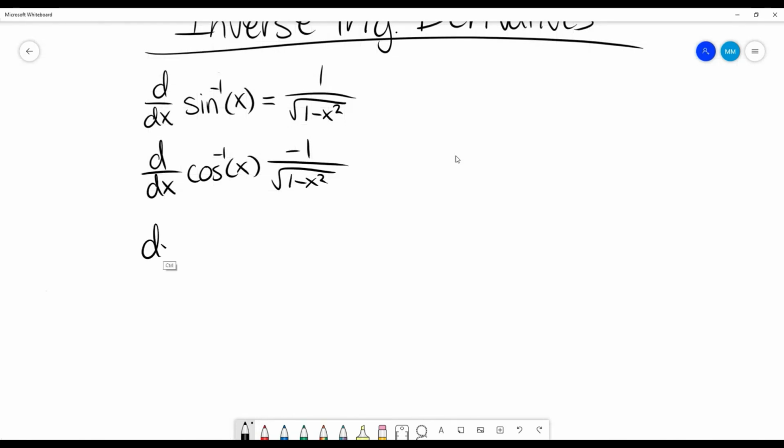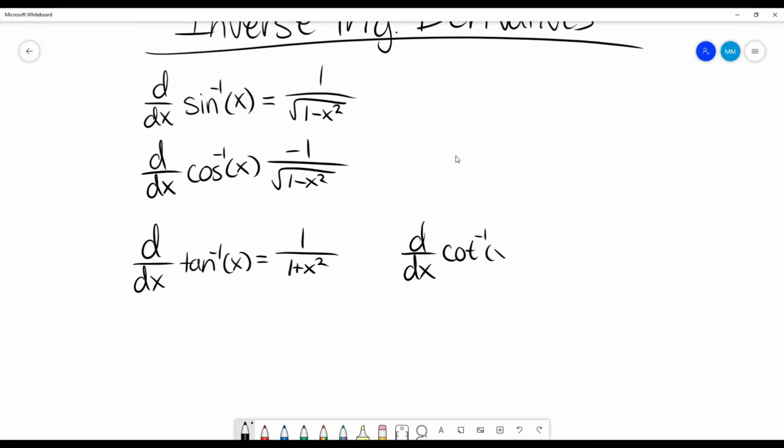So let's try now the derivative of arctangent, right? And that's going to be 1 over, I believe it's just 1 plus x squared. And then similarly, the derivative of inverse cotangent is exactly that, but negative. So 1 over 1 plus x squared, but negative.